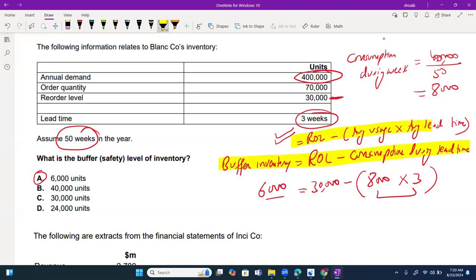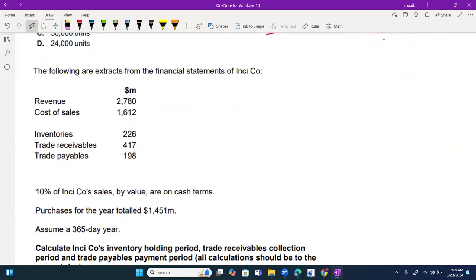You should know this formula, either this one or this one. Both are the same: reorder level minus average usage into average lead time. What is average usage into average lead time? The consumption during the lead time. If lead time is in days, then usage should be in days. If lead time is in months, then consumption should be in months. If lead time is in weeks, then consumption should be in weeks. So that's why it's answer A. Let's move to the next question.